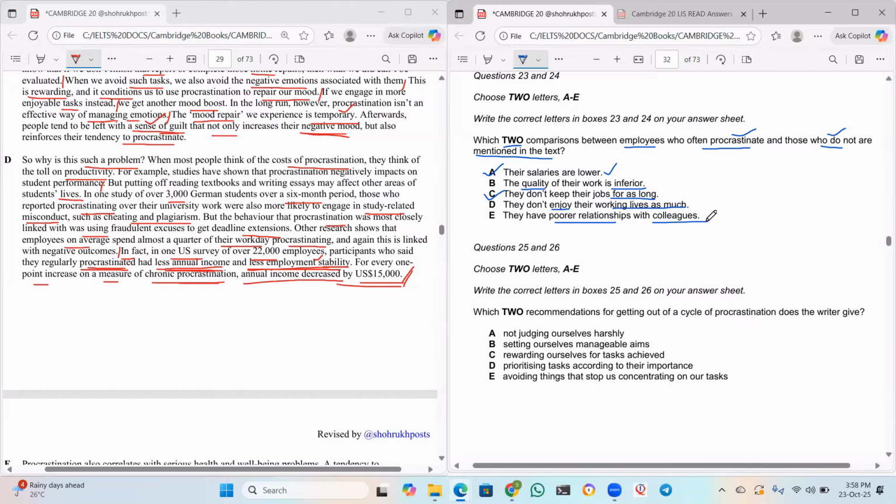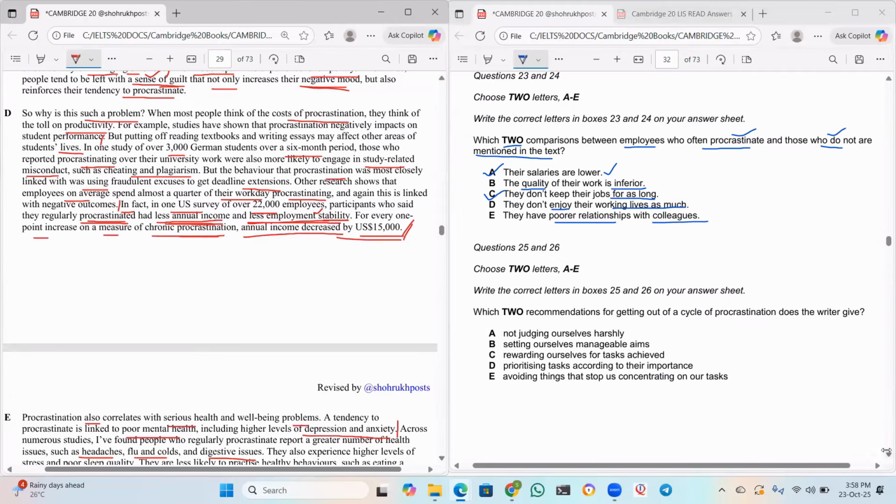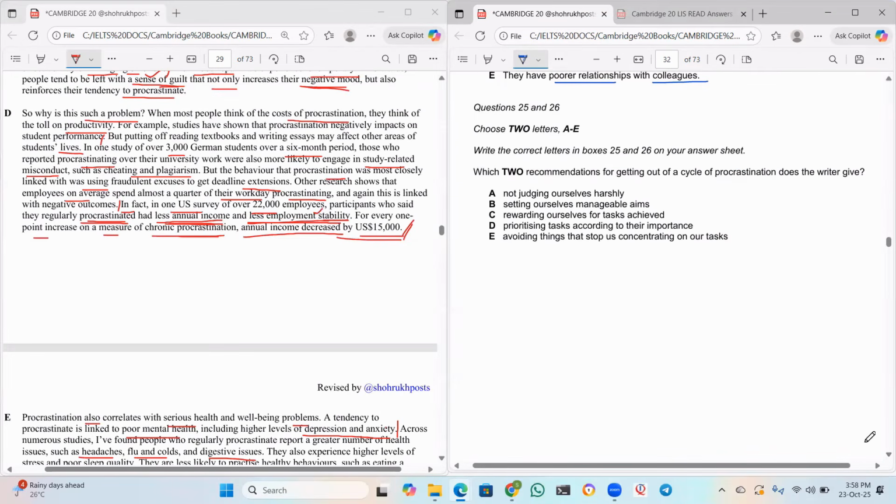Relationship between the people who procrastinate and their colleagues. No, he did not talk anywhere in the paragraph. So A and C are the right answer, guys. That's what he compared in paragraph D. Now, again, let us move to the next set of questions.